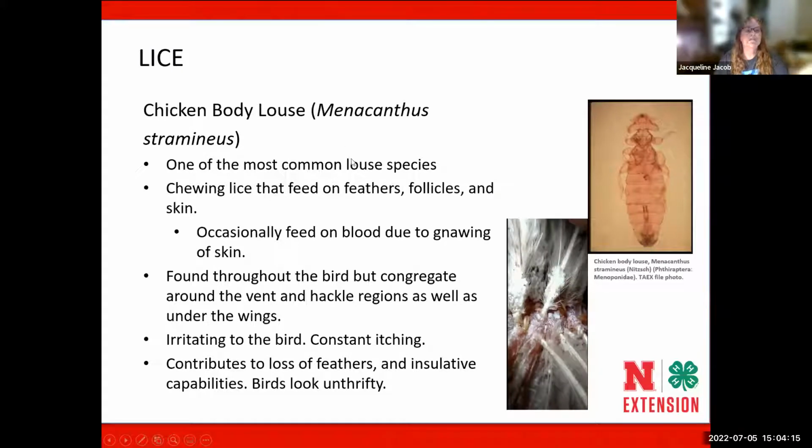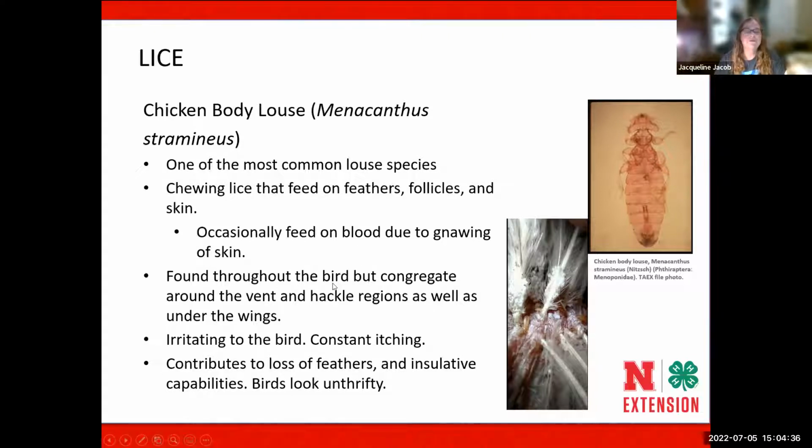So in terms of lice, there are three that he highlights: the chicken body louse, which is one of the most common louse species. They are chewing lice. They feed on feathers, follicles, and skin. Occasionally they'll get some blood because the gnawing on the skin can cause it to bleed.